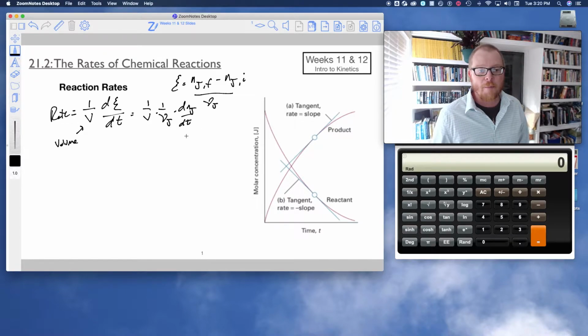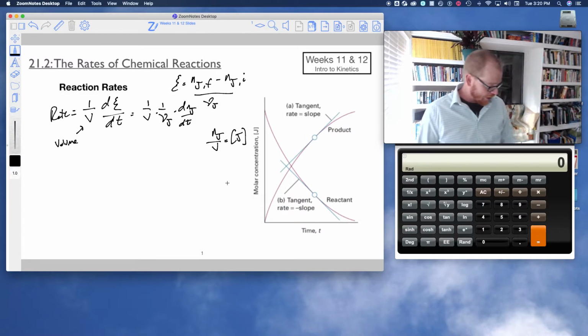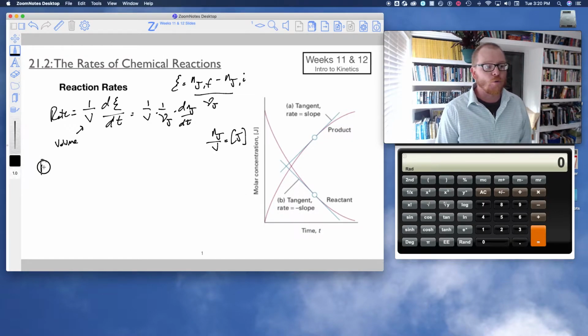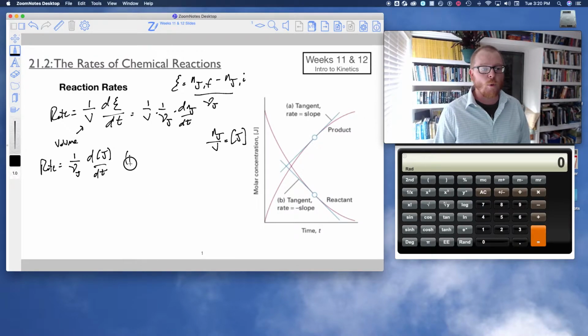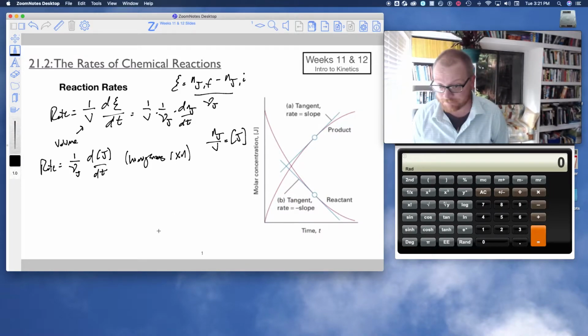And of course we recognize that the number of moles of species J divided by its volume is simply going to be its concentration in molarity. So the rate of any one individual reactant will always be 1 over its stoichiometric coefficient times the change in concentration with respect to time. And this is for a homogeneous reaction in a constant volume container.